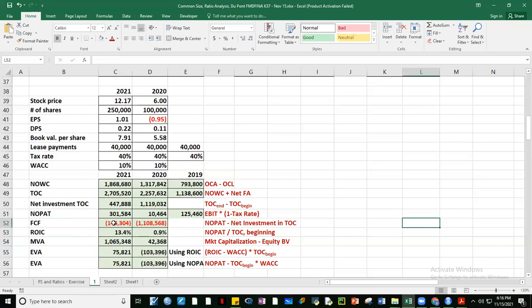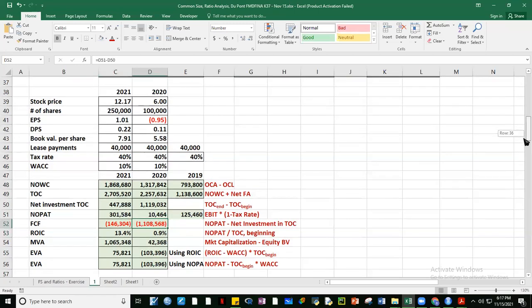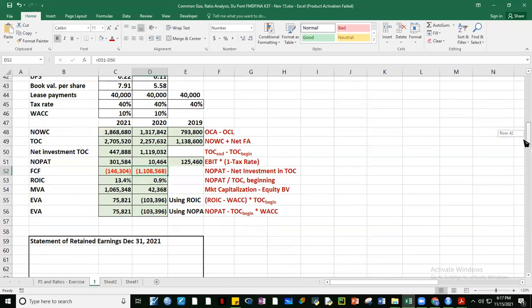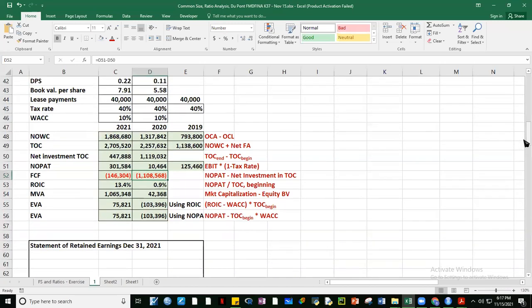Okay? We learned about the free cash flow. We said that a negative free cash flow does not necessarily mean bad for the company. We look at what the reason for the negative free cash flow is. Here, it's because of a low NOPAT, although the net investment is high. So it's a double-edged sword: it's good because they invested in TOC, but bad in the sense that the NOPAT of the company in 2020 was small relative to 2021 or 2019.